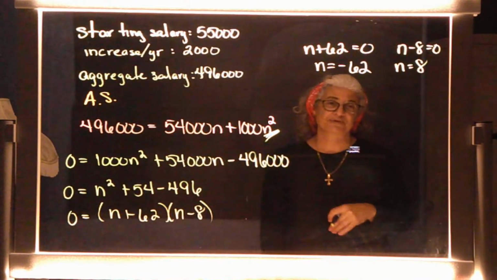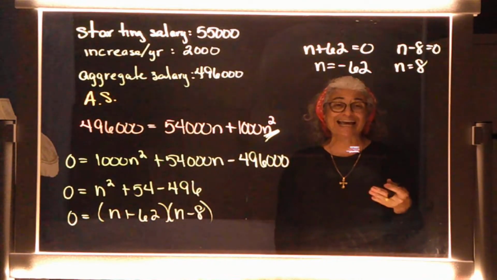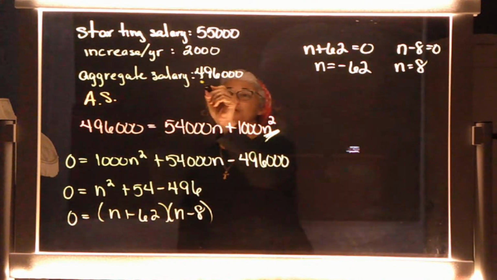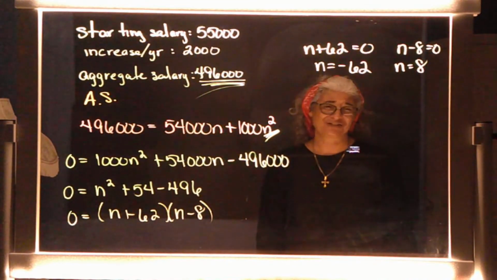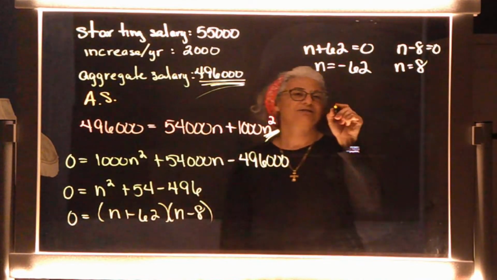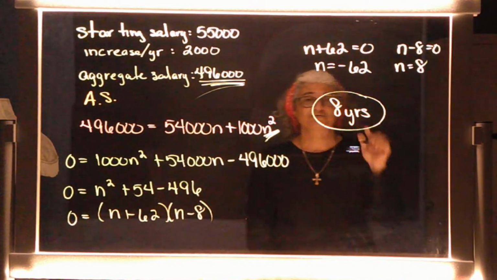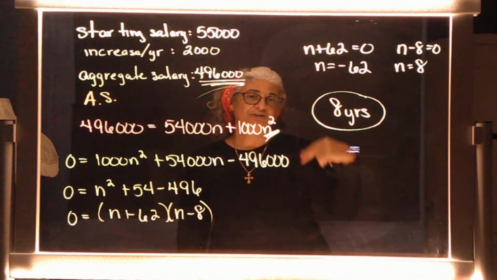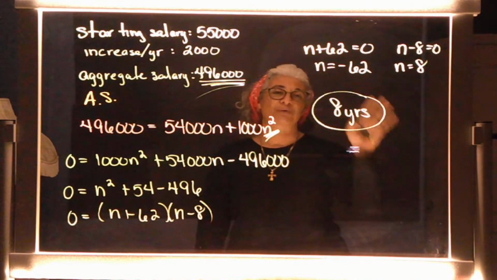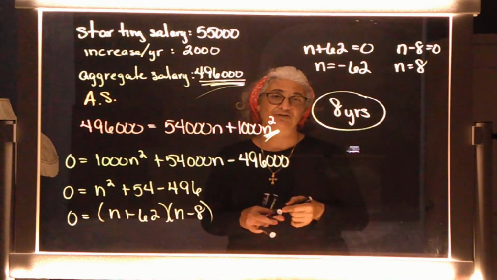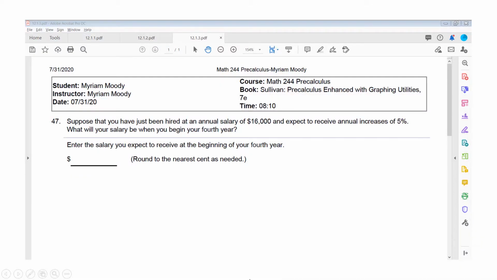So remember what n represented. Yeah, n represented the number of years that it was going to take for them to earn $496,000. Is it going to take negative 62 years? Nope. It's going to take 8 years, starting at $55,000 for the first year, going up $2,000 every year thereafter, and after 8 years, they would have earned a grand total of $496,000. Cool? Okay, hang in there. One more.